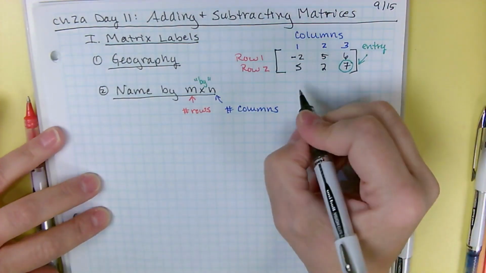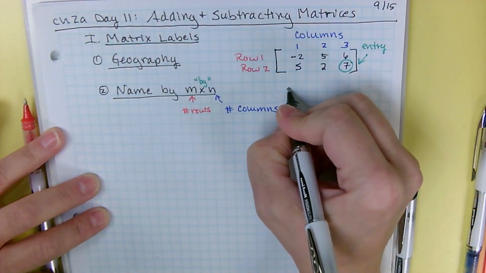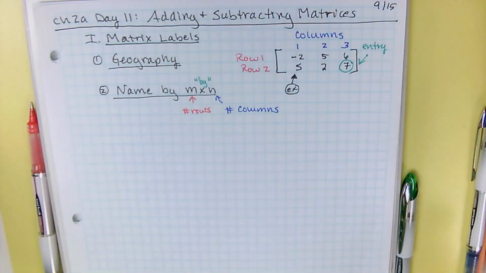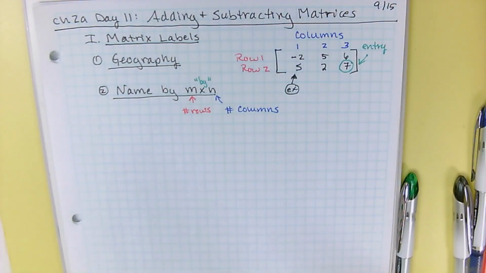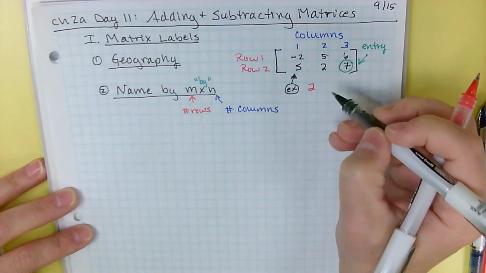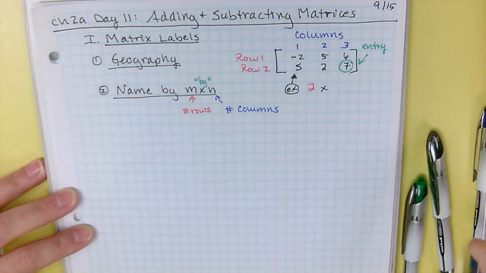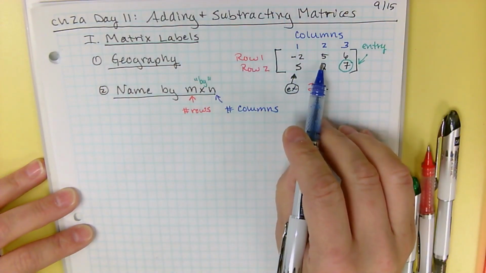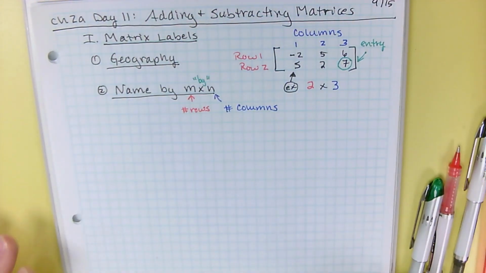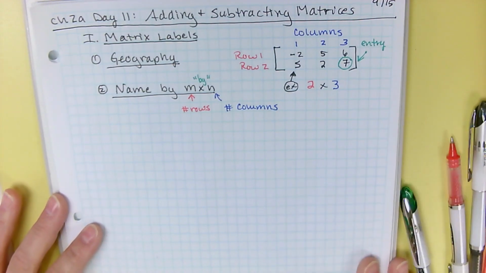So for example, if we look at the matrix that you've drawn, this one right here, if we had to name it, we would count the rows, 1, 2, 2 rows, by, and then we would count the columns, 1, 2, 3 columns. So that is called a 2 by 3.